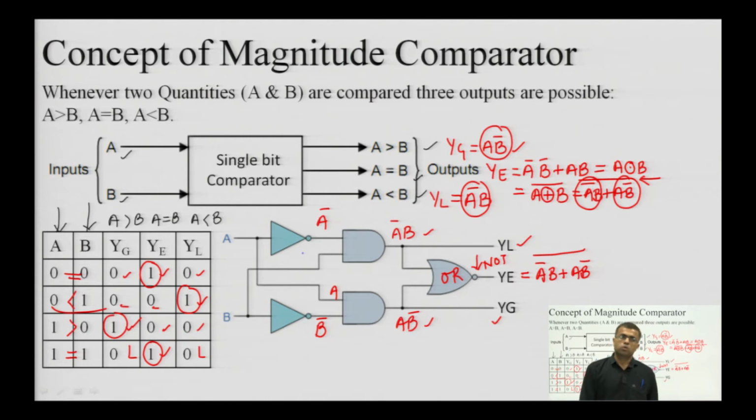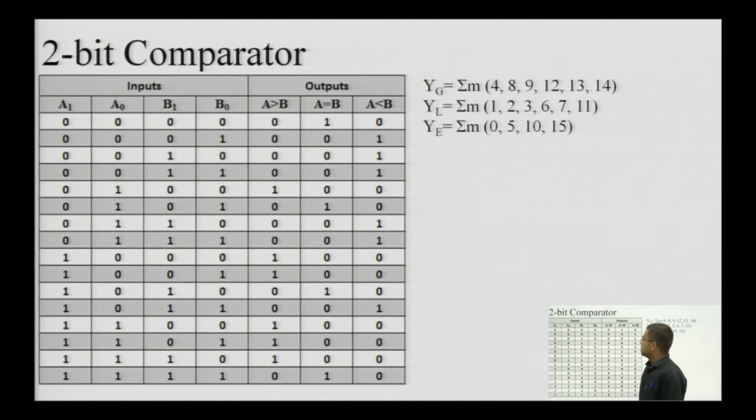Okay. So, now let us extend this 1 bit comparator concept to 2 bit comparison. So, this is the truth table for a 2 bit comparator. We can see that now A and B are 2 bit numbers. So, this is a single number A which is having 2 bits, and this is a single number B which is further having 2 bits. Now, the size of A and B are 2 bits each.